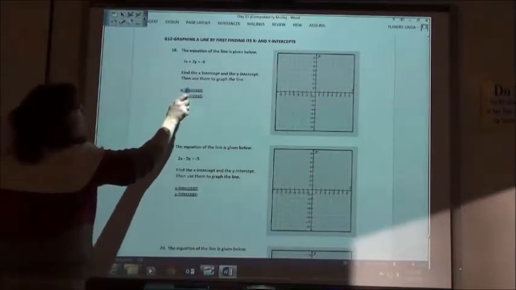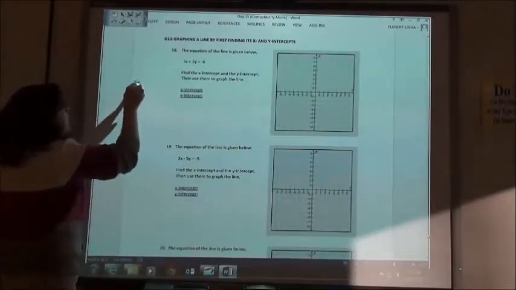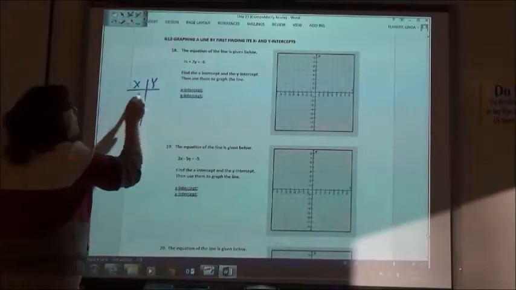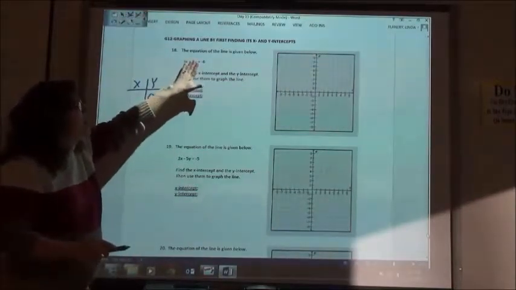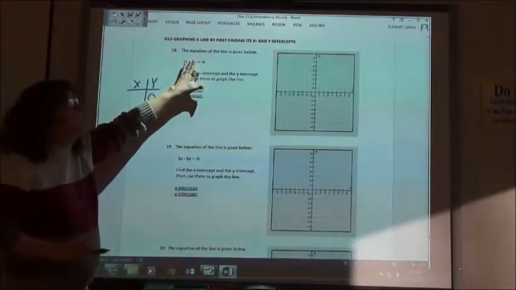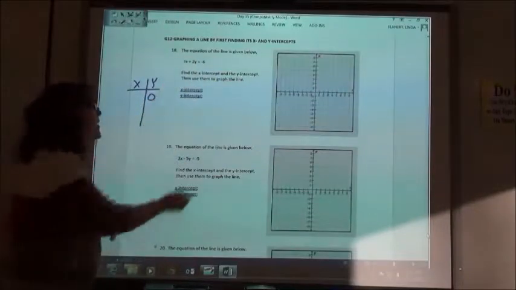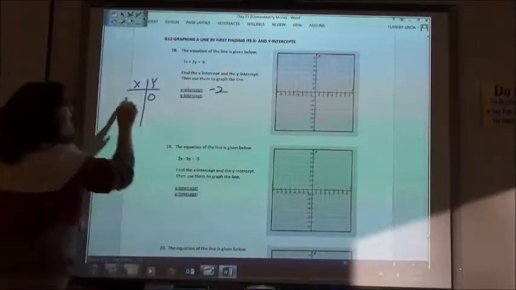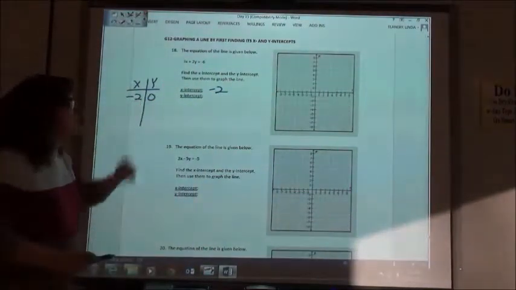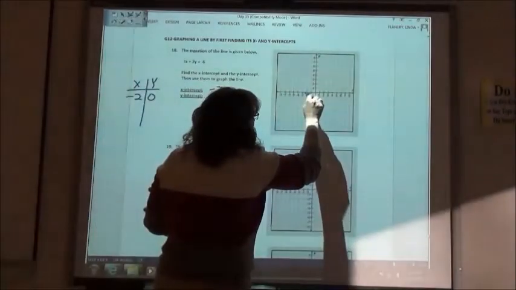So my x-intercept is when y is 0. If I put 0 in for y, it gets rid of the y term. Negative 6 divided by 3 gives me negative 2. So my x-intercept is negative 2. I can put that on my graph.